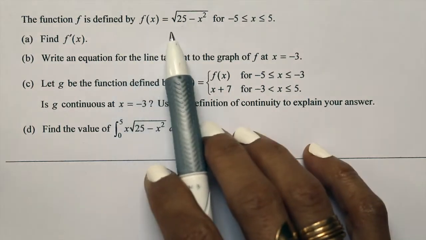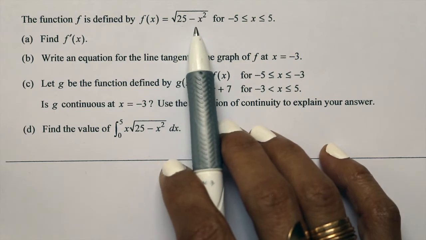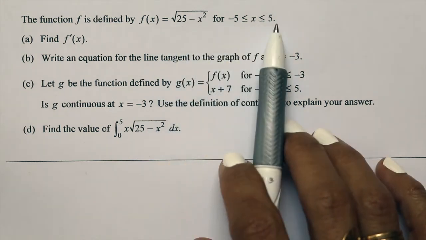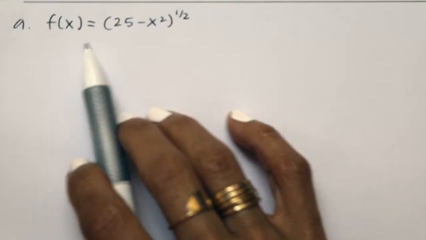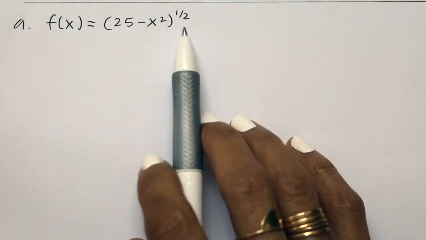The function f is defined by the square root of 25 minus x squared. The domain is -5 to 5 inclusive. Part A says find the derivative of f. I rewrote f as 25 minus x squared to the 1/2.